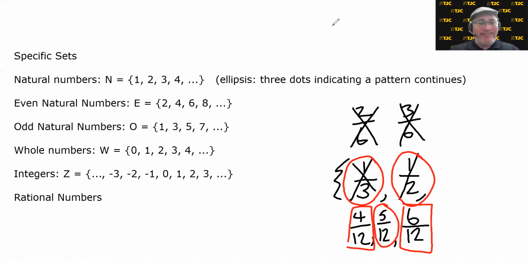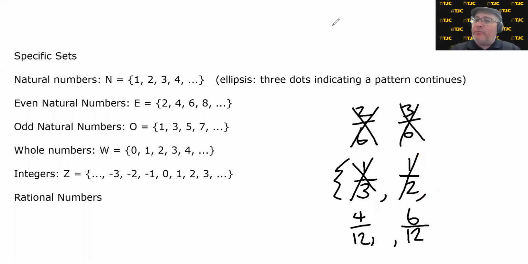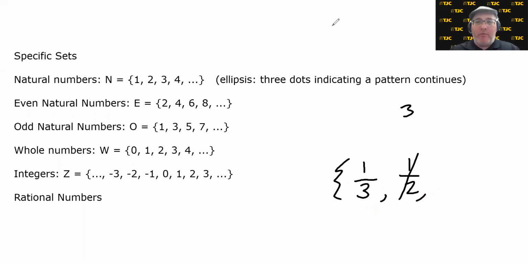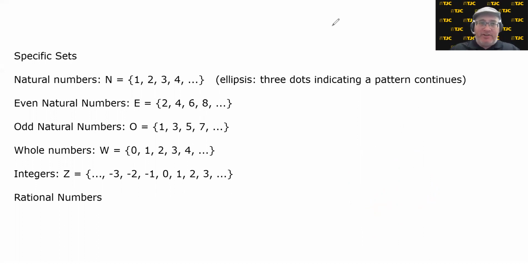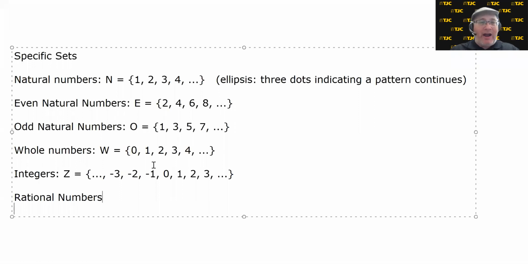That property is called density, but I wouldn't worry too much about that because density is usually a topic reserved for upper level math classes. My point is, it's impossible to list the rational numbers. So the best thing that we can do at this point is describe them.